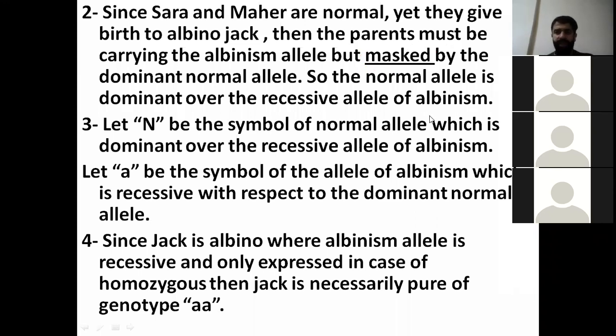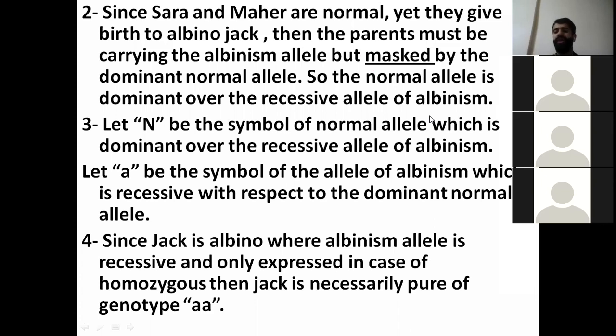Symbols always dominant capital with recessive small. So let N capital be the symbol of the normal allele, which is dominant over the recessive allele of albinism. We let A small be the symbol of the allele of albinism, which is recessive with respect to the normal dominant allele. Part 4, they said determine the genotype of each of the individuals in this pedigree.